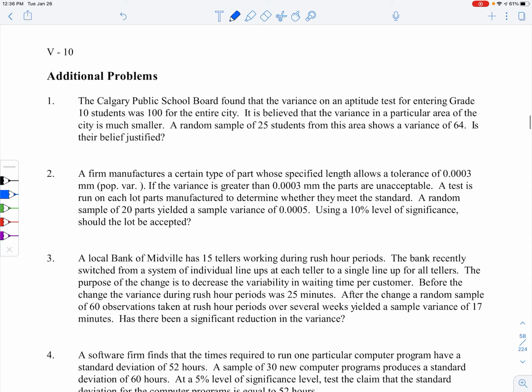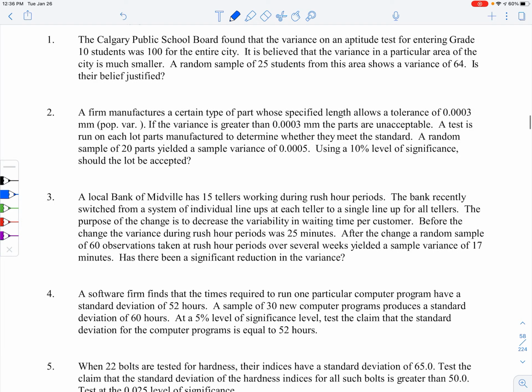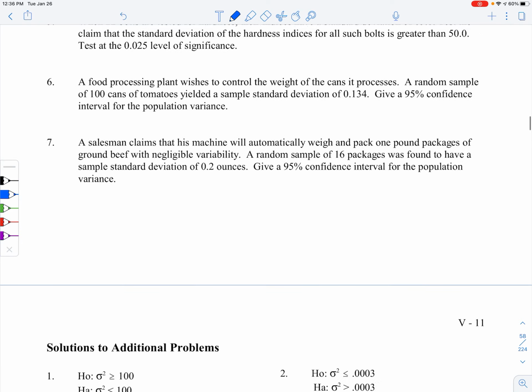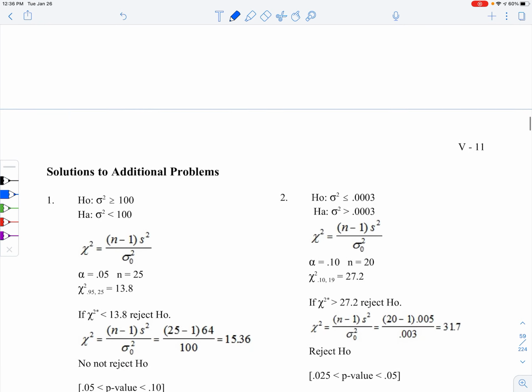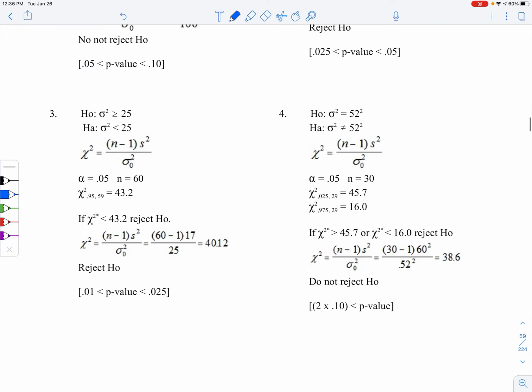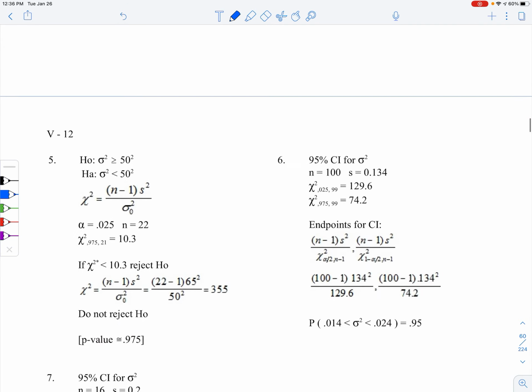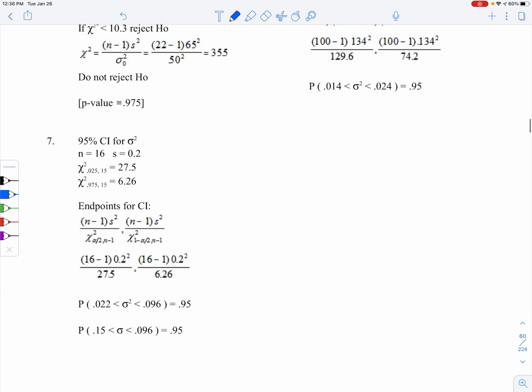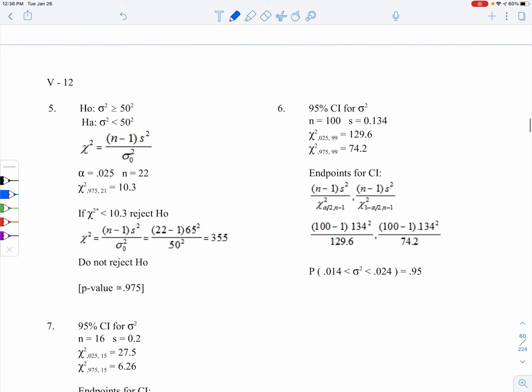Just want to remind you that at the end of the unit, and from this point forward then, you'll see that there are additional problems at the end of each unit. So unit V has a bunch of problems here, and then there's solutions right here. And so remember, don't just passively read the problem and look at the solution. Read the problem, try it out, and then check out the solution. That's how you're going to learn.